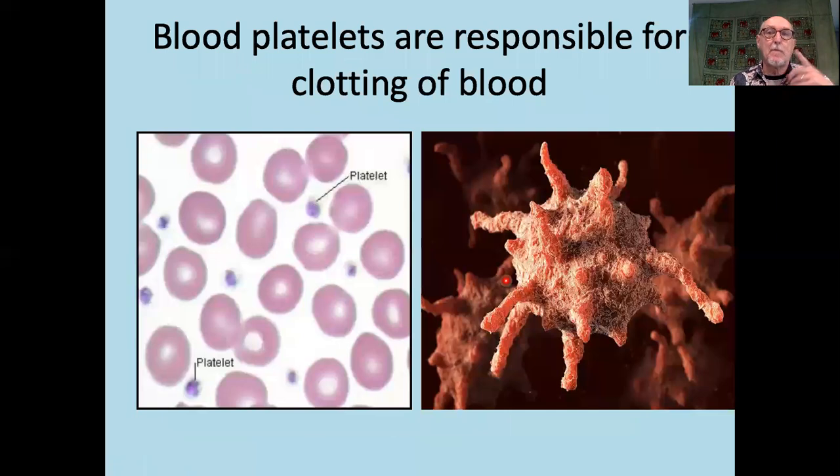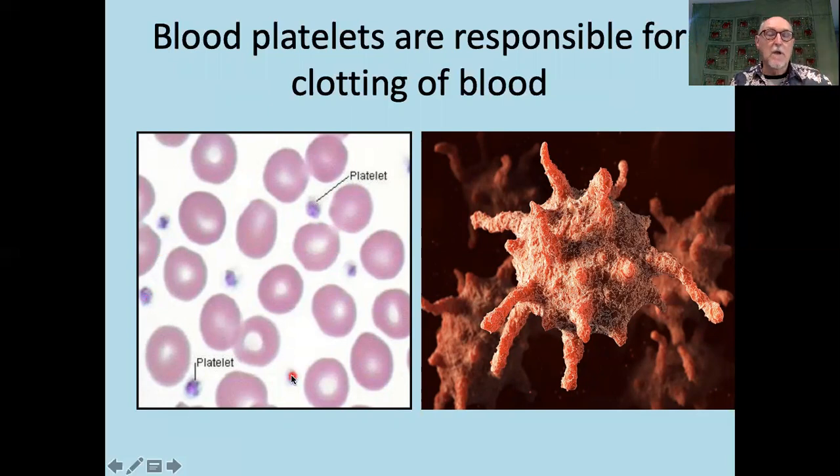Okay, so here are the blood platelets, and this is a good picture because it gives you a comparison. Here are the red blood corpuscles here. And this is under a microscope. This is what they look like. Here are the red blood corpuscles here. And in between them, you can see these little tiny bodies here. These are the blood platelets.